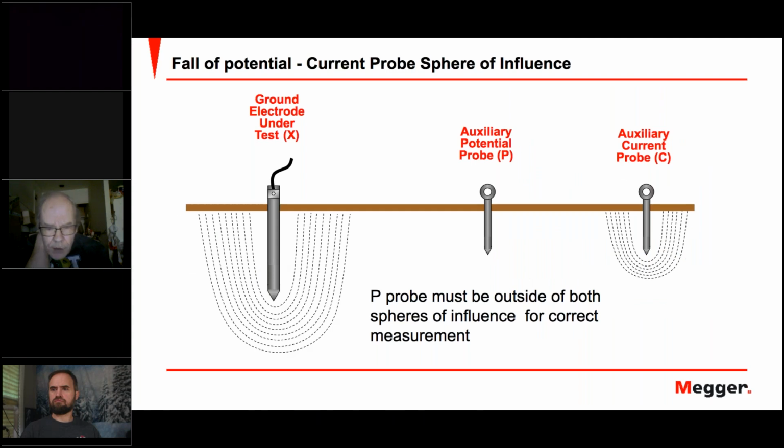All right, and so this is a typical setup, and I think the main thing that we want to emphasize here now is that you're going to have an electrical field around the ground that you're testing, and you're going to have a similar field around your current probe, because of course it's putting current into the ground, and you don't want them interfering with each other. So you want your potential probe in between, and you want to try to take a series of measurements. If you take one measurement, it might be fine, but you're accepting that on faith. You don't have any proof. So you want to try to take a series of measurements. Okay, next.